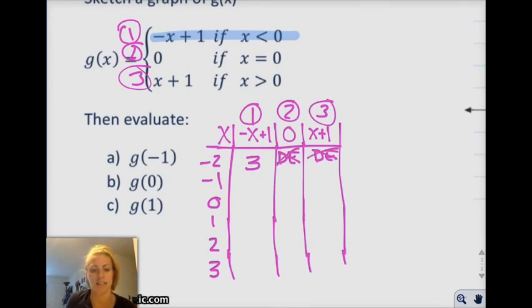Same thing when x is negative 1. Also less than 0, so we're still on the first function. So negative 1 is positive 1, plus 1 is 2. The other 2 functions don't exist. So we don't do anything with those, okay?